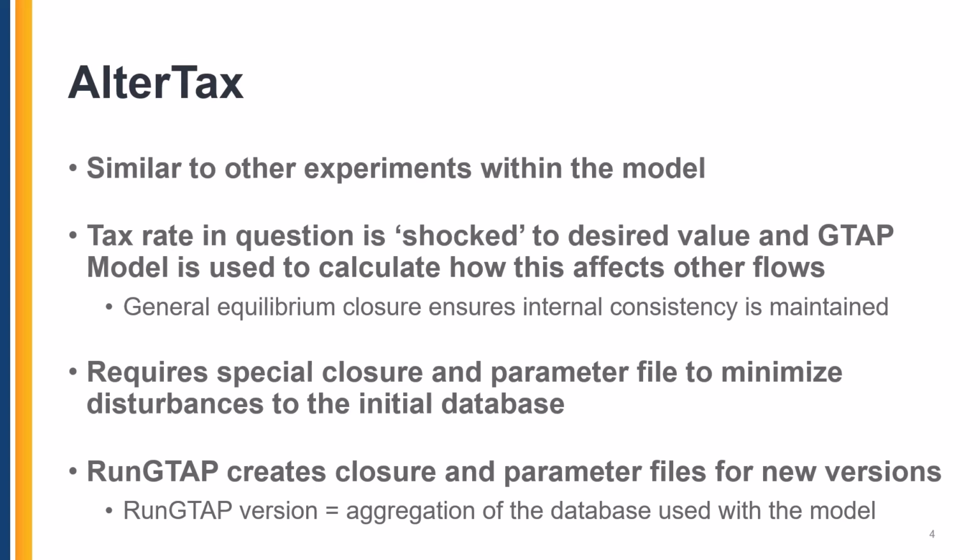The difference between the policy experiment and this procedure is that in policy experiments, model structure and parameter values are chosen to represent economic reality as accurately as possible, while in AlterTax they are chosen to minimize disturbances to the database. This procedure requires special closure and parameter files to minimize disturbances. The RunGTAP software creates these files for new versions. Please keep in mind that when we say version in the context of RunGTAP, we're referring to an aggregation of the GTAP database that's used together with the GTAP model.